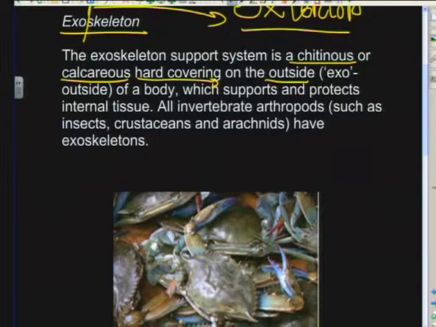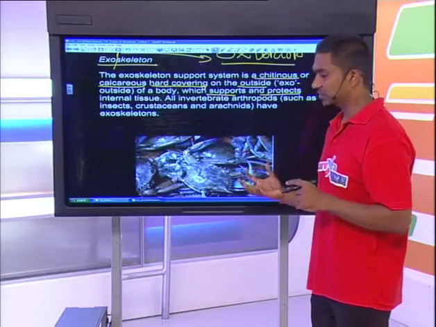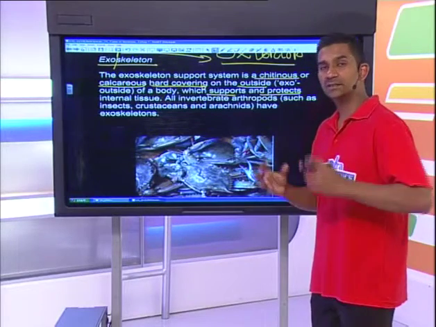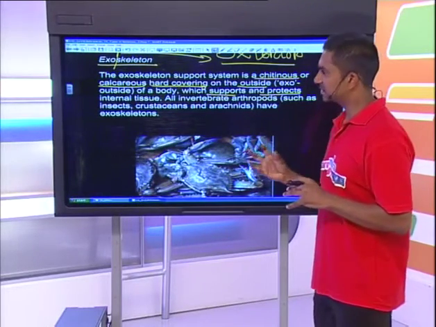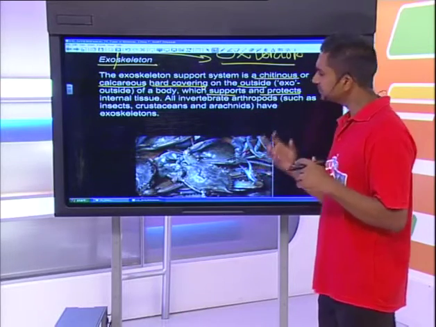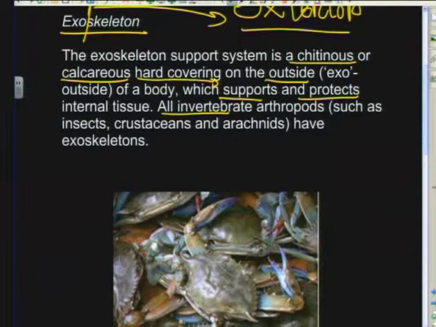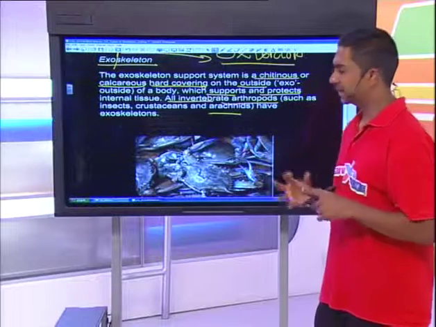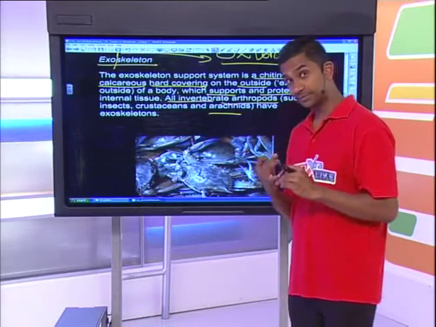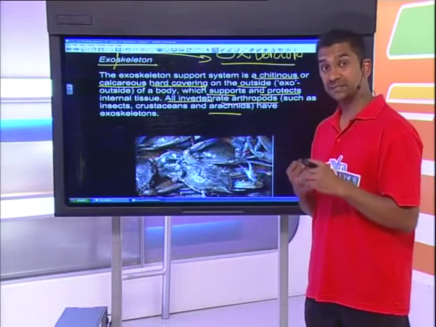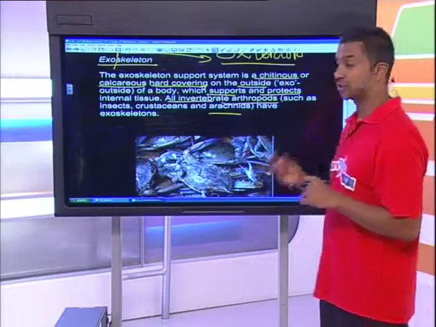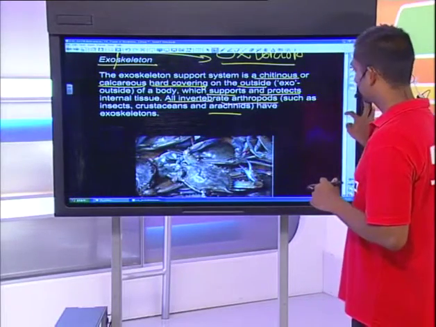And very importantly, it also provides protection. Remember that the delicate organs and the muscles are located within the body, and these need to be protected. That is done through having an exoskeleton. We find that all invertebrate arthropods, such as insects, crustaceans and arachnids, have an exoskeleton. That exoskeleton provides support, provides for the attachment of muscles and ligaments, as well as protection to the organism.